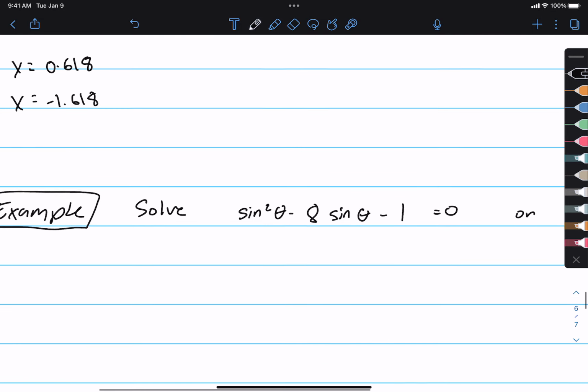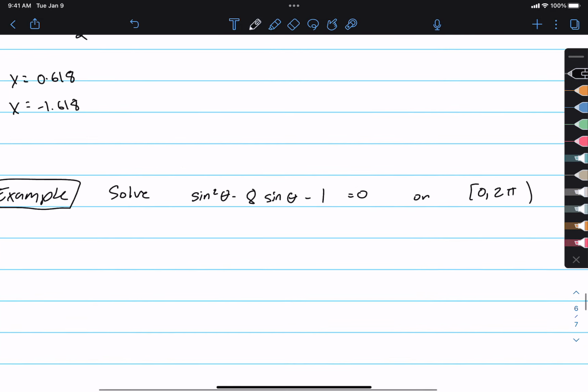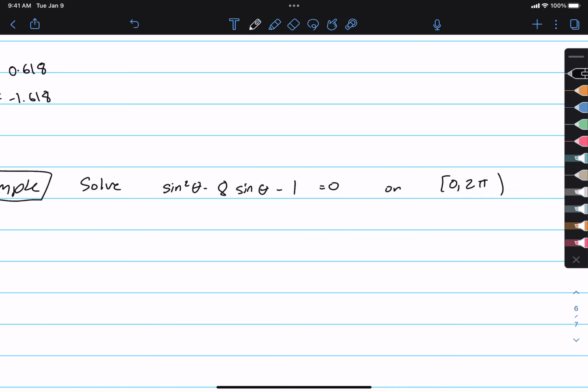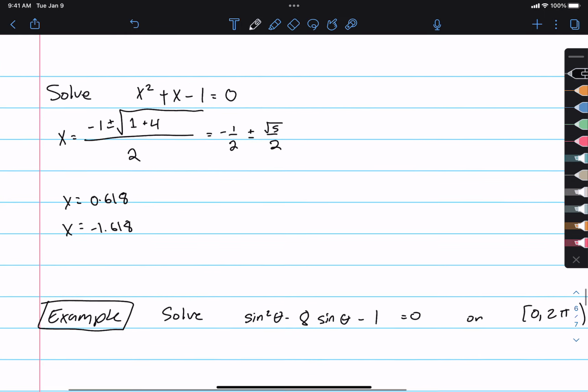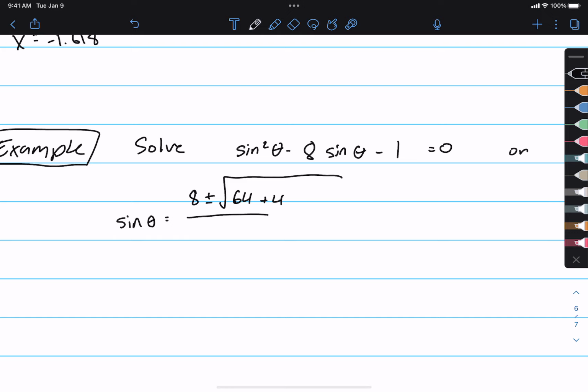So what if we had something like solving sine squared theta minus 8 sine theta minus 1 equals 0 on 0 to 2 pi, right? We're going to use the same tactics that we did here. We're going to say, okay, sine of theta is equal to negative b, so 8, plus or minus the square root of b squared, so 64, minus 4ac, so plus 4, all divided by 2a, which is 2.